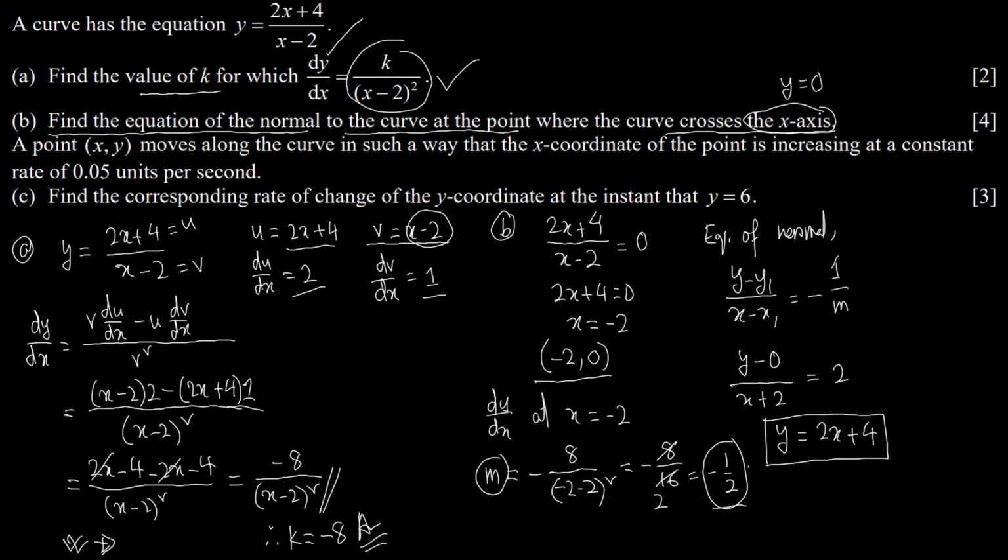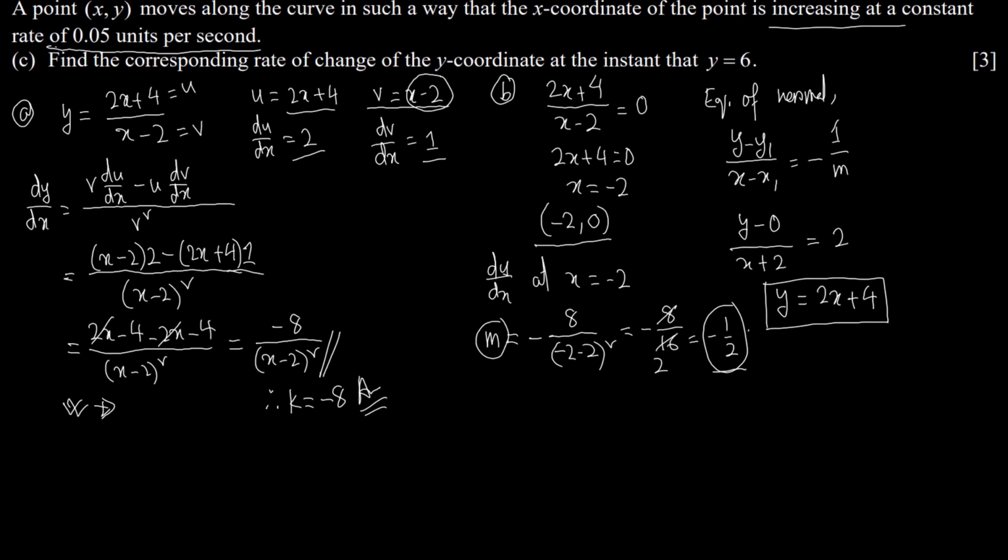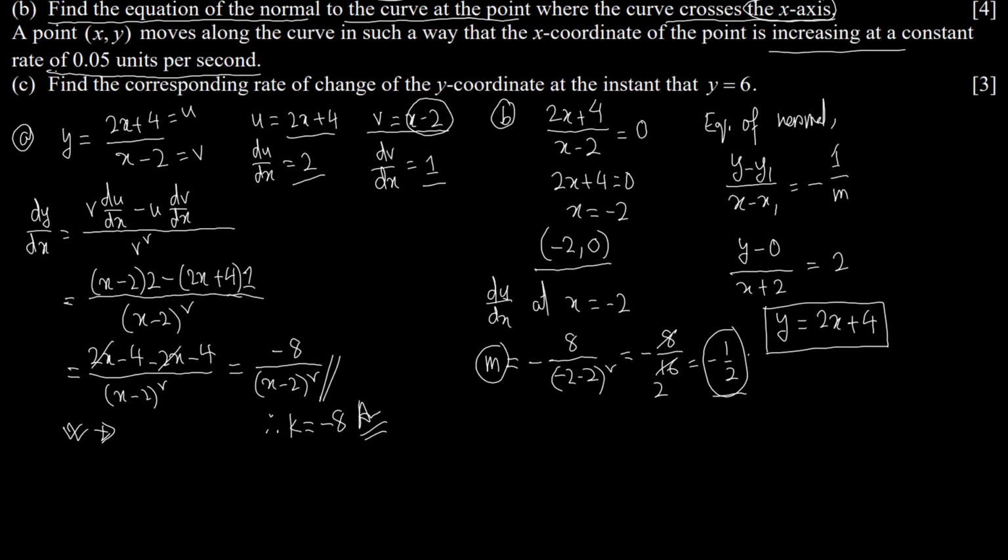Okay, second part we already have done. Now we move to the third part. It is written there, a point moves along the straight line, with the x coordinate of the point increasing at a rate of 0.05 units per second. This is the important information given here. The x coordinate is increasing at a constant rate, so the information given is dx by dt, which is 0.05.